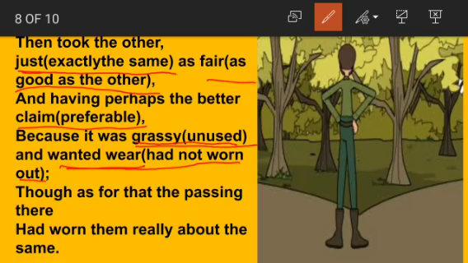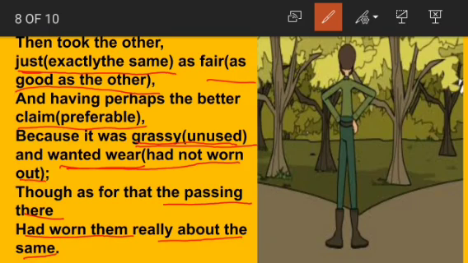walked over it. The poet was quite adventurous, so he wanted to walk on the path which was grassy, which wasn't used by other people. He wanted to do something different. Though as for that, the passing there, here he is talking about the path. He started moving on that path, had worn them really about the same.